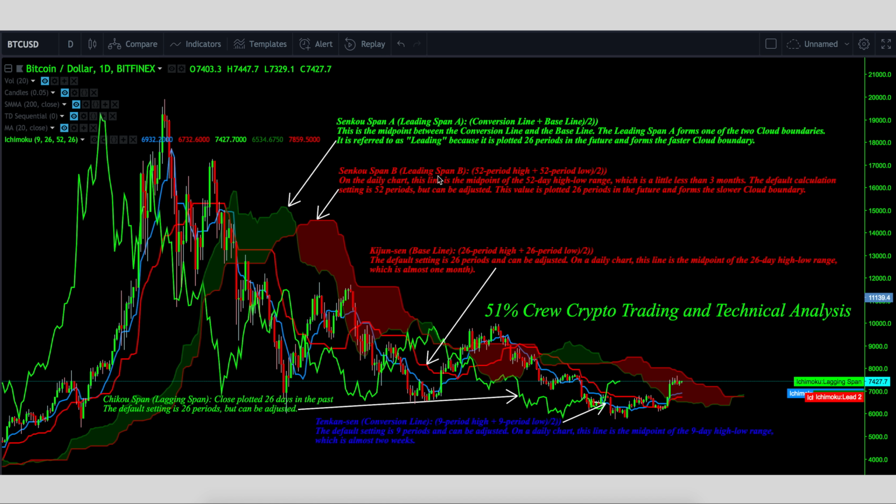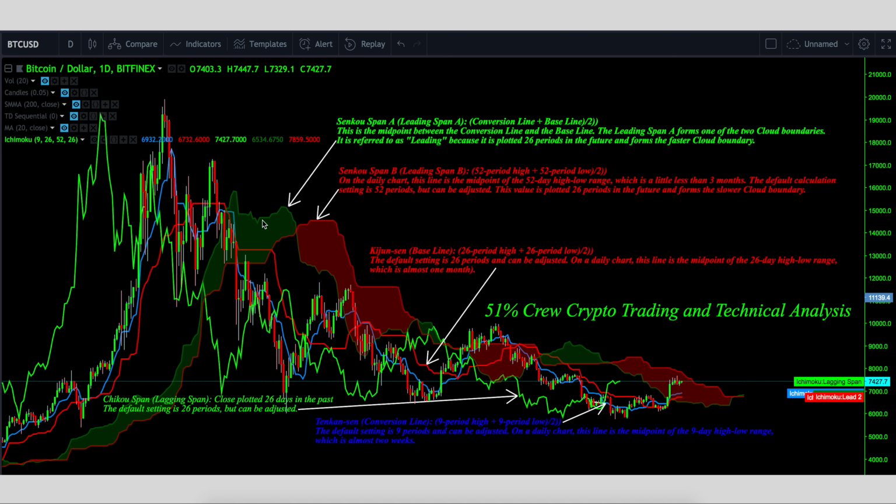Next one we're going to go over. Leading span B, 52 period high plus 52 period low, divided by 2. Like I said, that's kind of not important here, so don't let that confuse you. What they're basically doing here is they're taking a moving average and they're taking the high and the low and dividing it in half and pushing it forward. So the value is plotted 26 periods in the future and forms the slower cloud boundary. Okay, so this is the red line here. That's the outer cloud boundary.